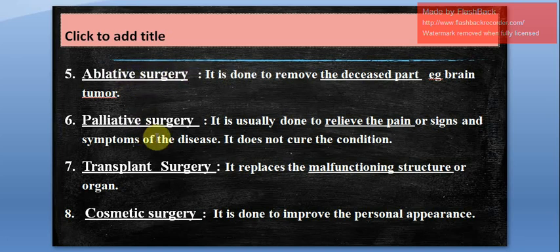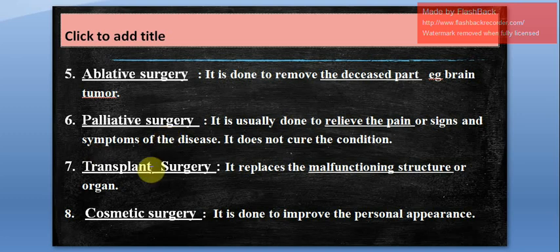Next one is palliative surgery. Now, palliative surgery is usually done to relieve the signs and symptoms. For example, relieving the pain. The patient will usually be given these palliative types of surgeries only to relieve the symptoms. Palliative surgery will not cure the disease. You should remember that. It is only relieving the symptoms. Commonly, it reduces the pain or discomfort in the patient.